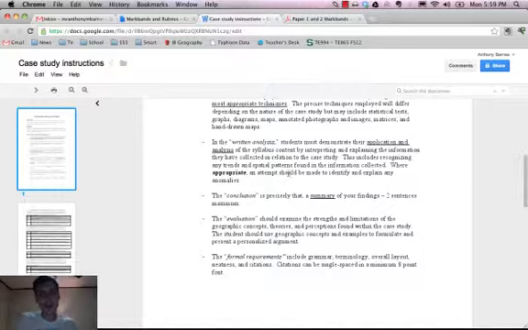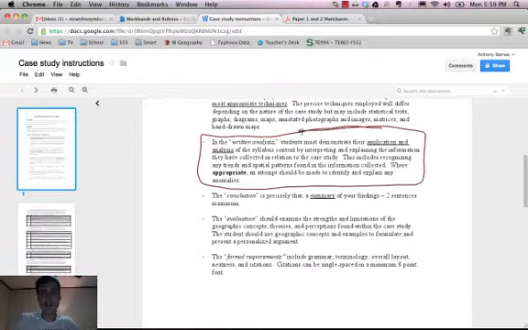This is where you are going to get most of your points in this section right here. And that's because this is, again, where you'll make your main points. And so all of the facts that you have found, you'll add that to the written analysis. And so that makes up a good portion of your case study.